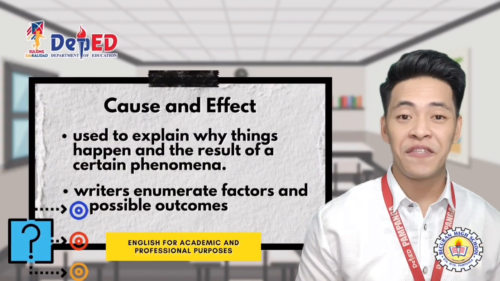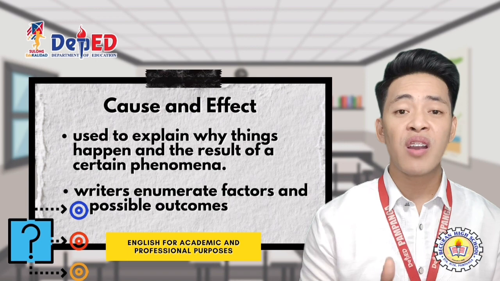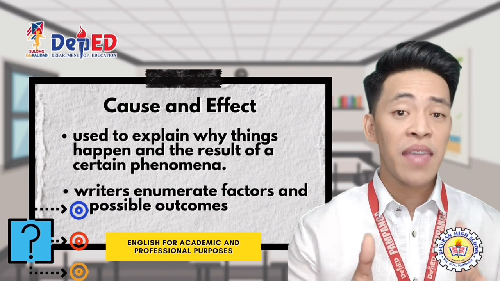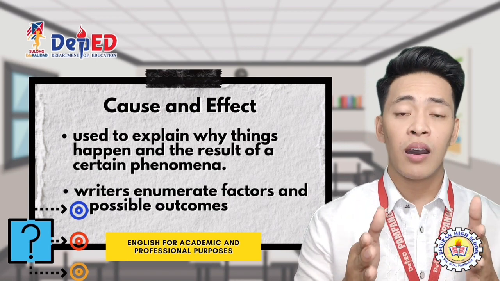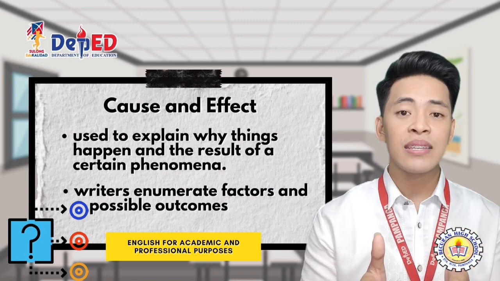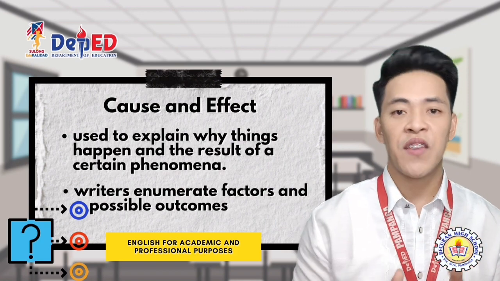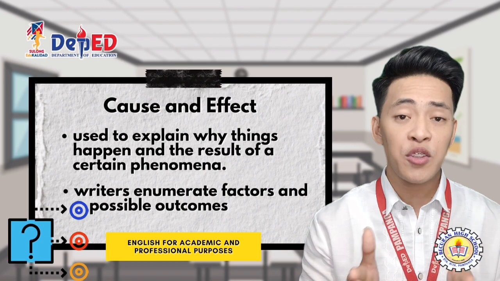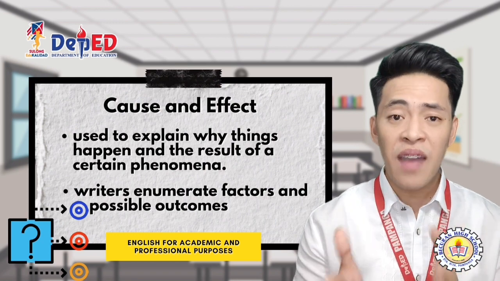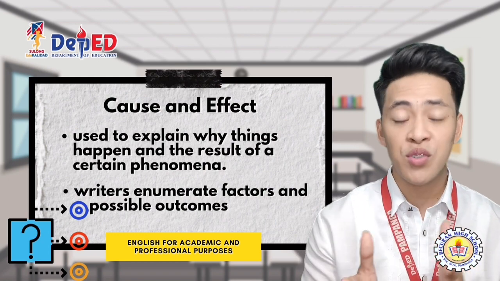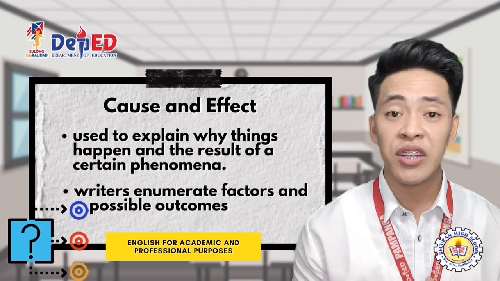Now we have cause and effect. So basically, this structure is used to explain why things happen. And the writer presents the results of that certain phenomenon, and then he will enumerate all the possible factors and all the possible solutions on that particular matter.